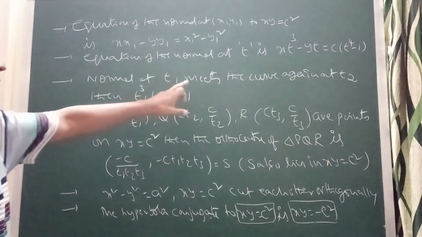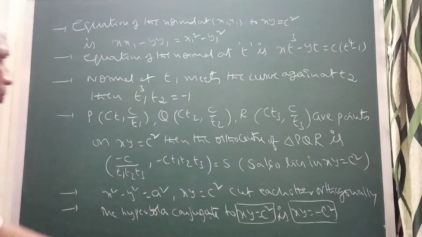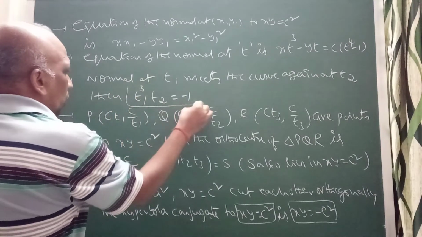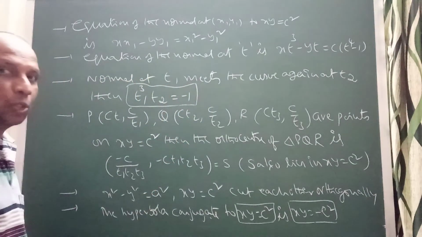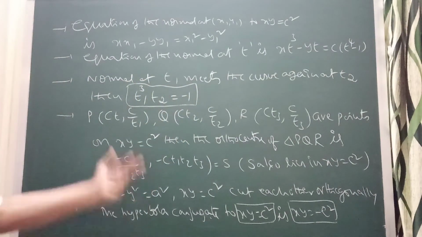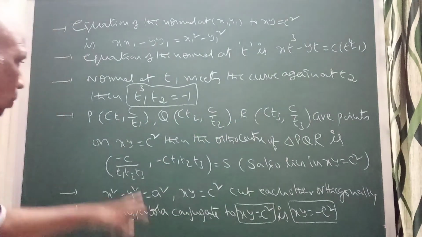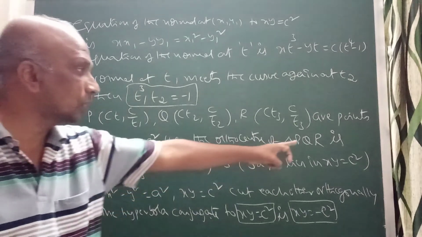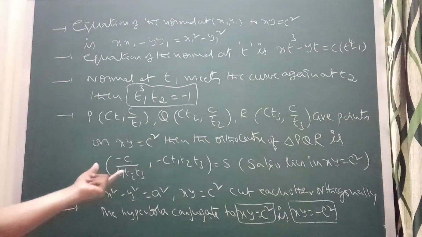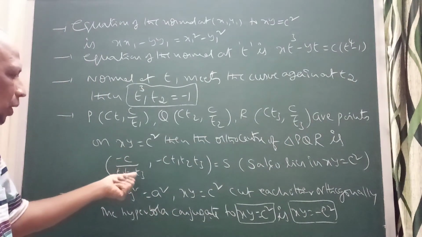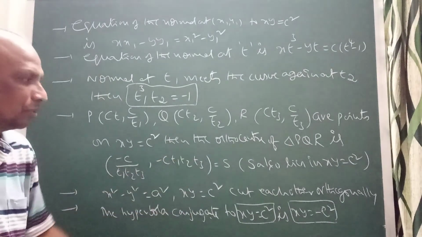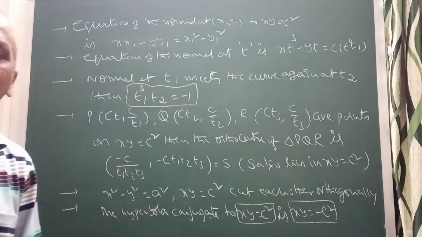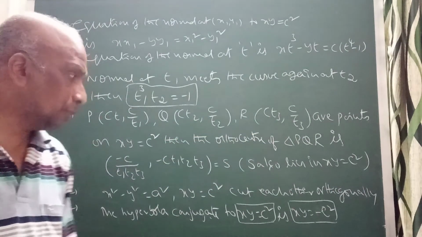Now if the normal at t1 meets the curve again at t2, then t1 cube t2 equal to minus 1. So remember this result, it may be useful. t1 cube t2 equal to minus 1. Suppose three points are given on xy equal to c square. Take three points on xy equal to c square. Then the orthocenter of triangle PQR is the point minus c by t1 t2 t3, minus c t1 t2 t3, which lies on the curve. This holds only in a rectangular hyperbola.